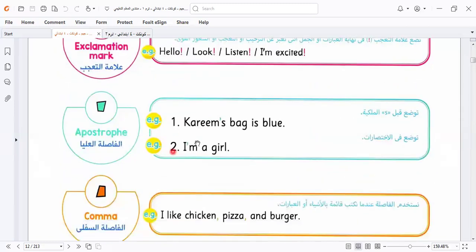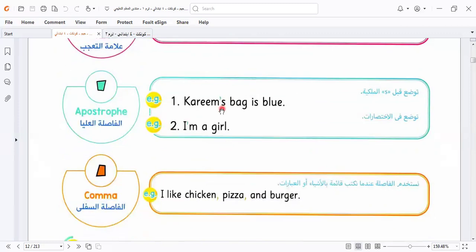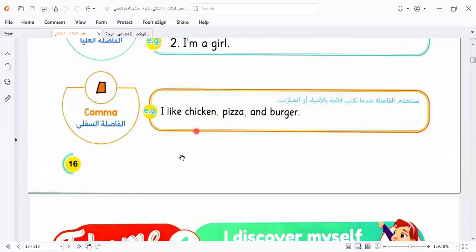Apostrophe. Here is also the apostrophe, showing that something belongs to someone, like this: Karim's bag. This bag belongs to whom? To Karim. So we use the apostrophe here. We also use the apostrophe when we write an abbreviation, like in "I'm" or "it's".